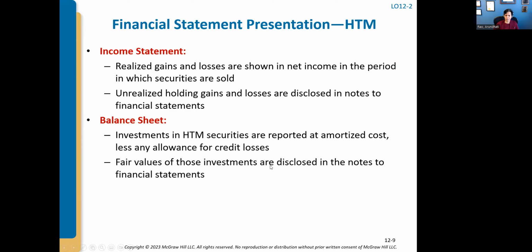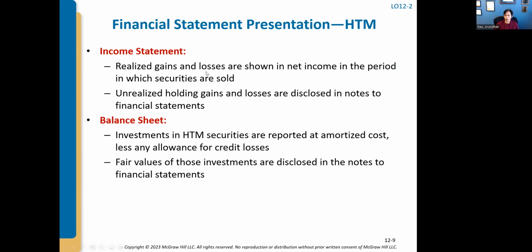Fair value of these investments, again, generates this unrealized holding gain or loss. We're not going to do any journal entry. Fair value is reported in the notes to the financial statement. So in the notes, I'll say at December 31st, this is the fair value, and this is the unrealized holding gain or loss. Pretty much no one reads the notes to the financial statement, and that's where that information goes.